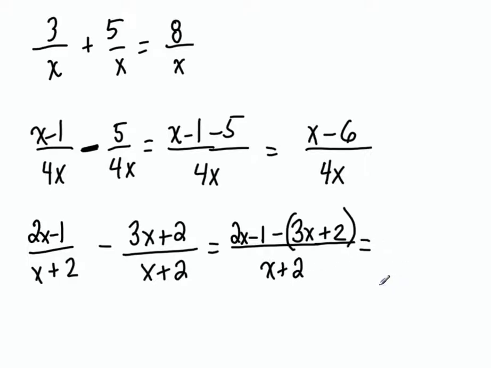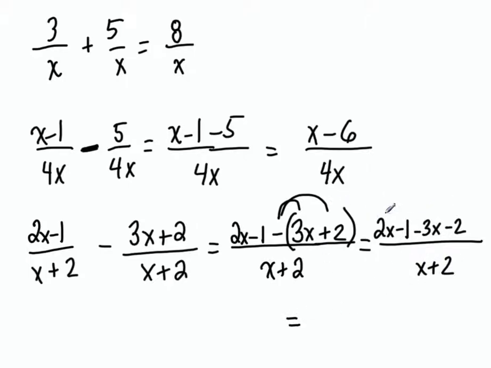Yep. Now let's clean up the top. So 2x minus 1, minus 3x, minus 2. Why is it minus 2? There's a negative. The negative goes through it. Are you with me? Yeah. Over x plus 2.